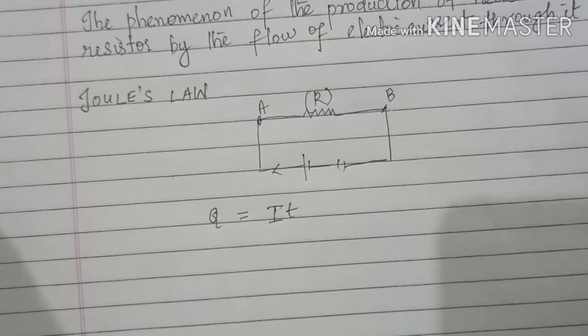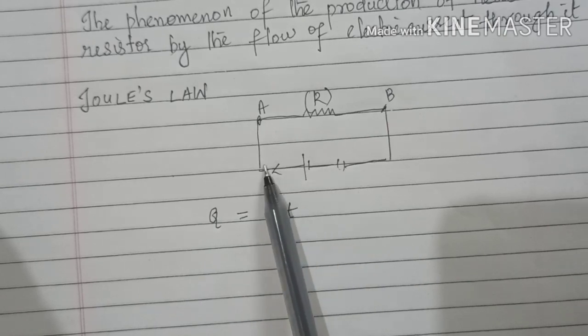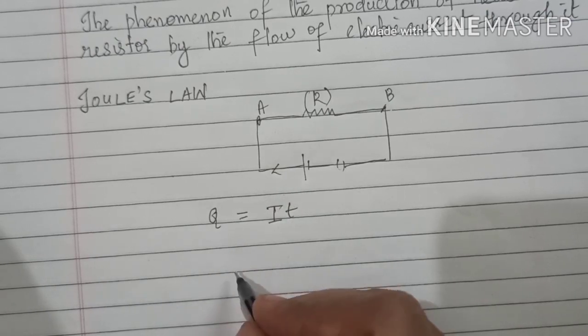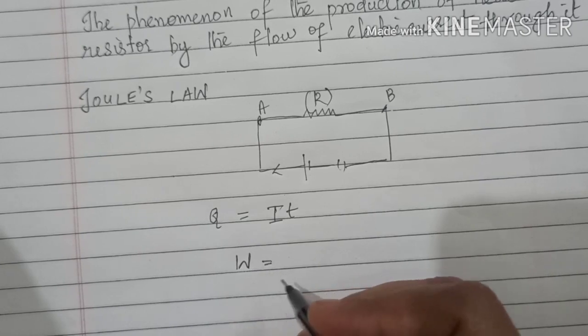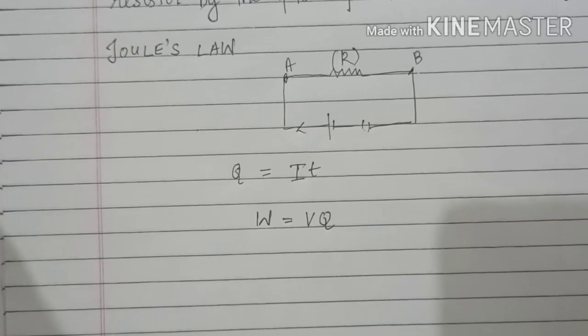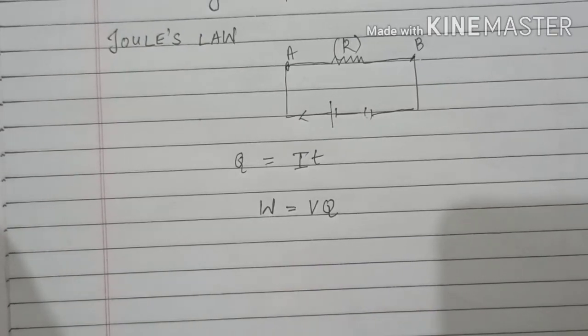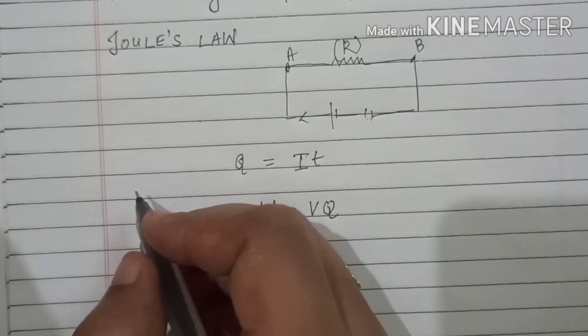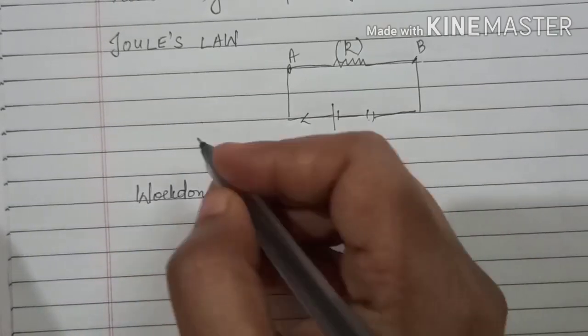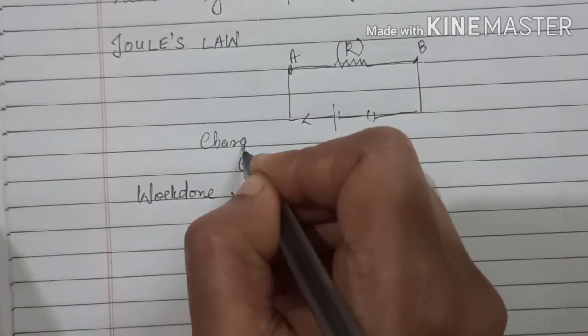Okay. Now, you know what is potential difference? It is V is equal to W by Q, isn't it? That is the work done to move a charge. So I can write the expression for work done in terms of potential difference as W is equal to V into Q, isn't it? So this is the expression for work done to move a charge. Okay, this is the amount of charge that is flowing.